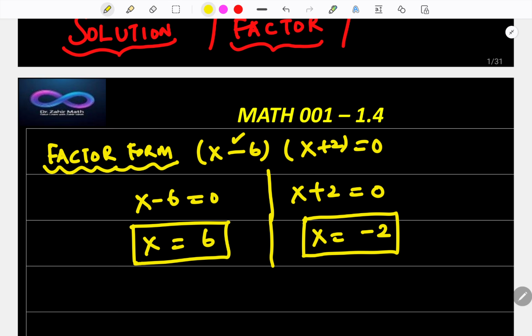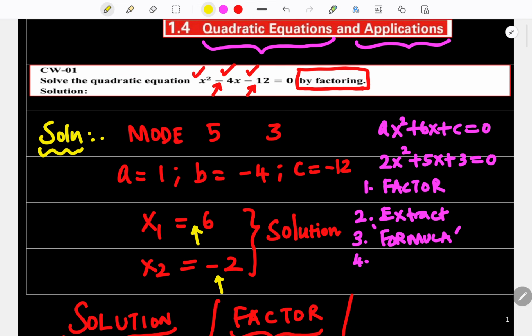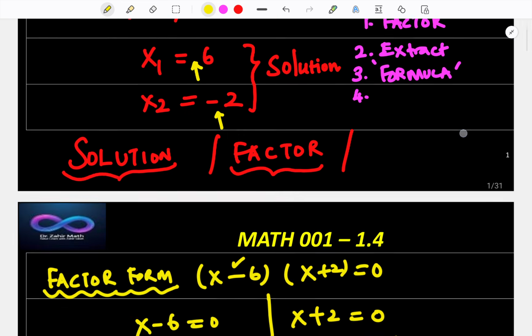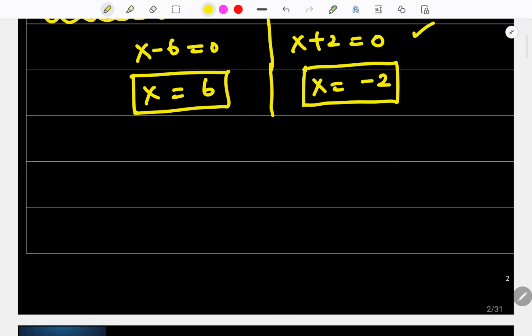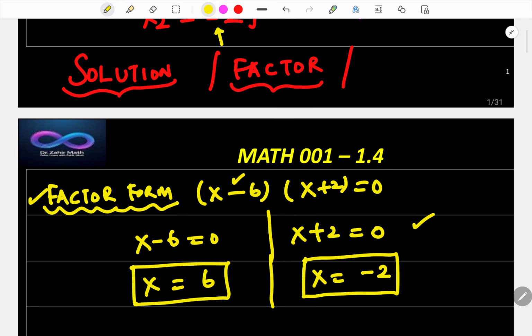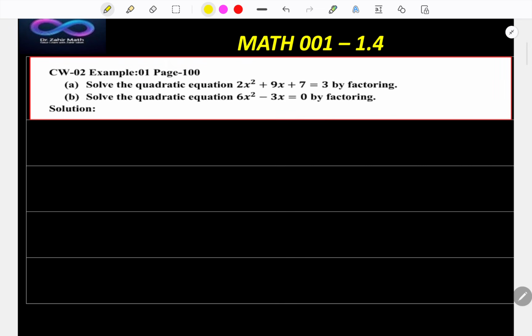This is actually a shortcut method, but this is not the correct method when you say factoring. Usually you should write it in a product and sum model, then take the common factors, then you get this answer. But usually students find it very difficult. That's why I'm teaching you the shortcut. So please write your factor form and then write your solution, because the question is solve using the factor method. Let's go to the next question.